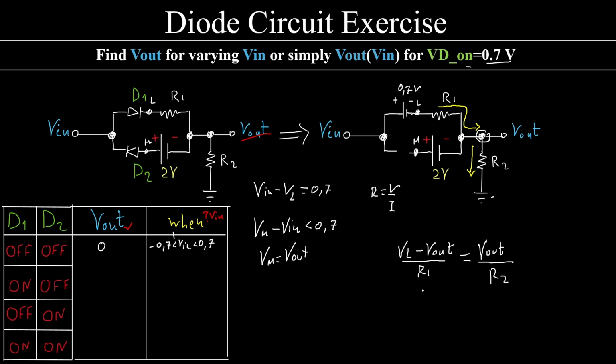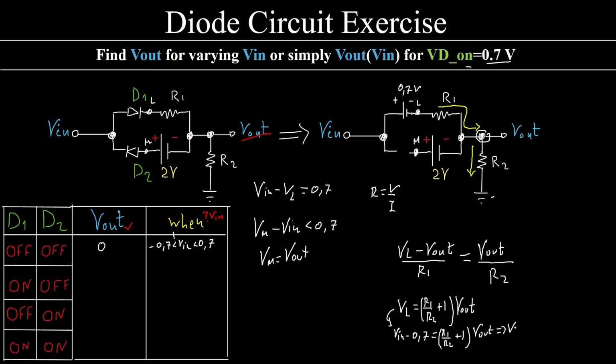Very simply, we solve this system. VL is basically this expression times V out, which now I can go ahead and replace over here. Alright, or I can replace V in minus 0.7 here. So if I replace this value from above, it will be.